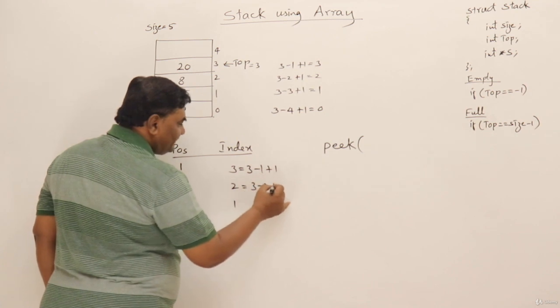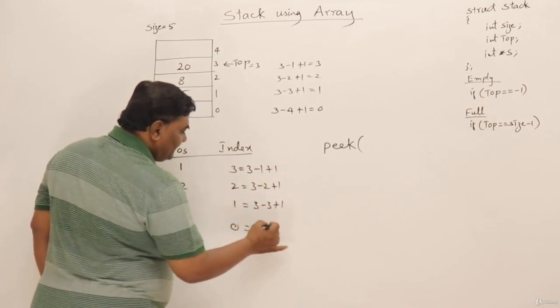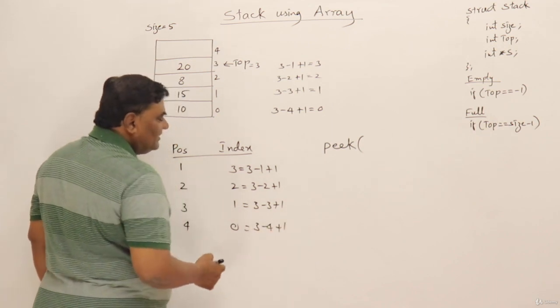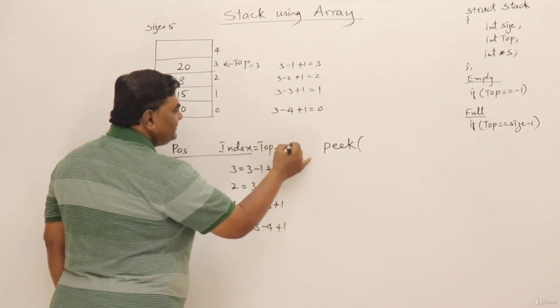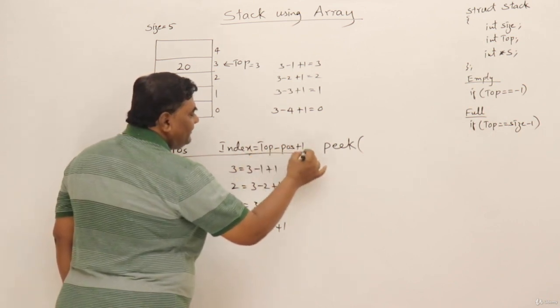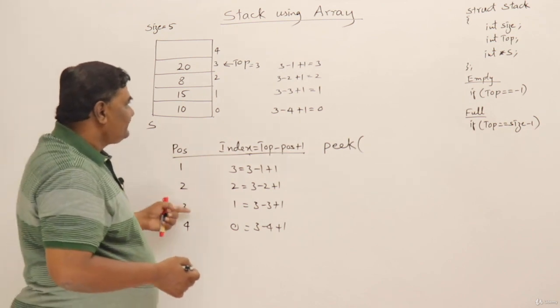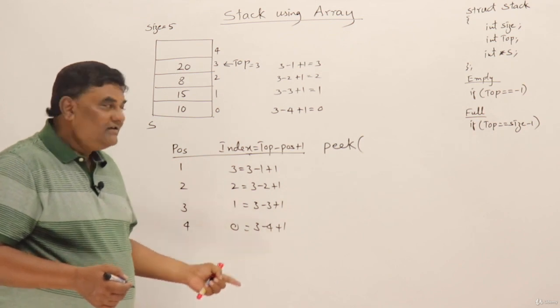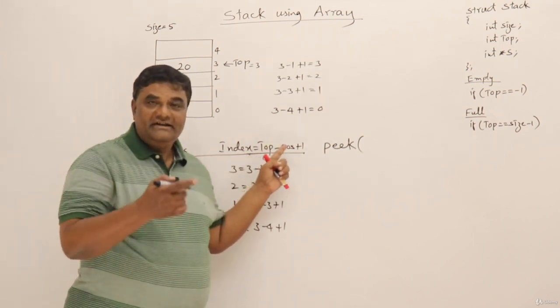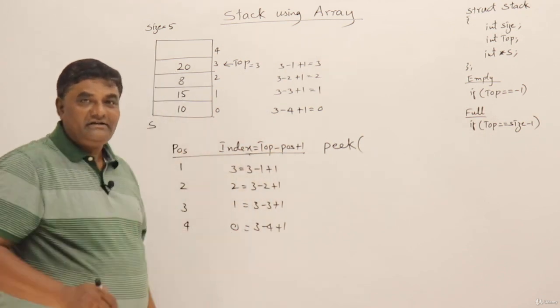3 minus 2 plus 1. And 3 minus 3 plus 1. 3 minus 4 plus 1. So this index can be obtained by top minus position plus 1. This is how I have obtained the formula from observation. By observing these positions and the top pointer, I have obtained the formula. So using this formula, we can convert the position into an index in an array.